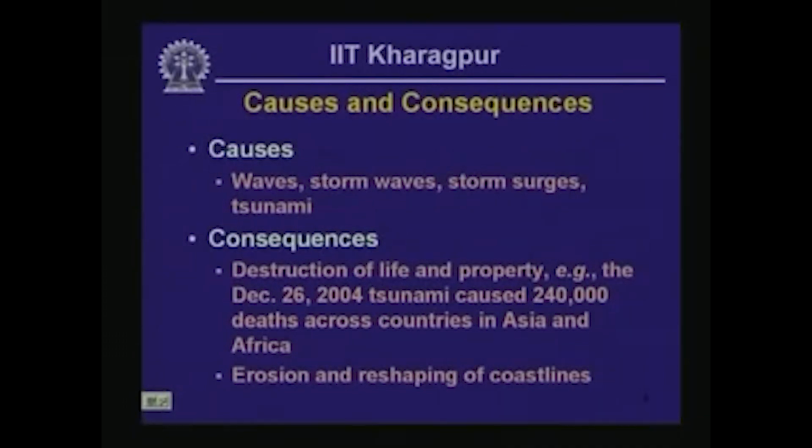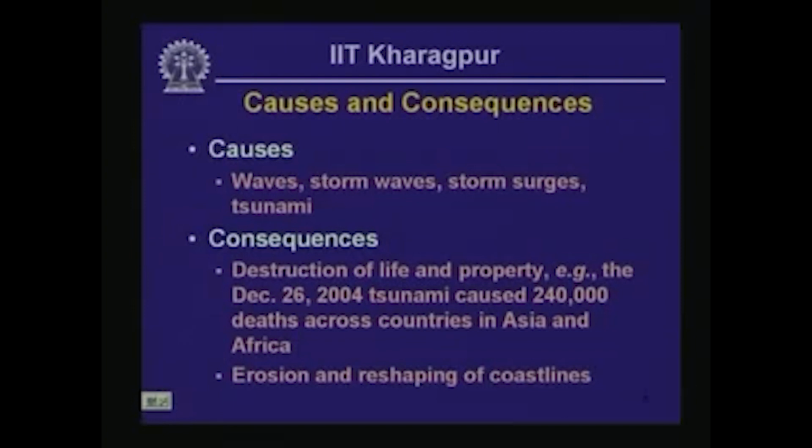Now, coming back to this particular event, the consequences are best explained perhaps by the tsunami event of December 26, 2004, and the number of deaths caused by this particular event was as large as 240,000 across several countries in Asia and Africa, and India was also one of those countries largely affected. So this caused a widespread destruction of life and property in the southern parts of India, as well as in the Andaman and Nicobar island chain.